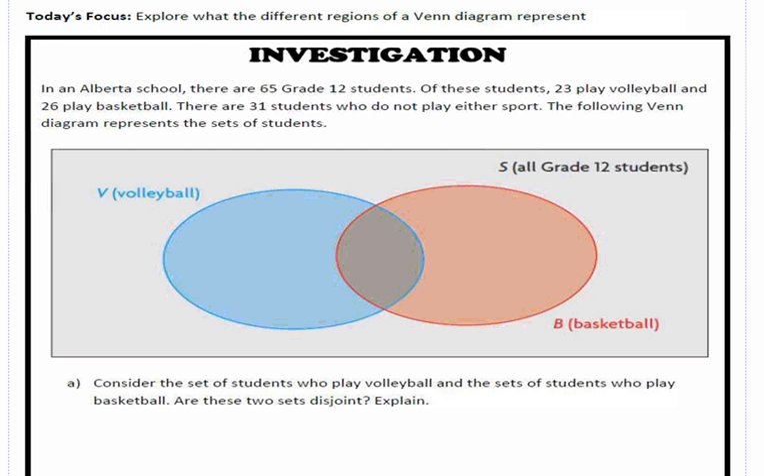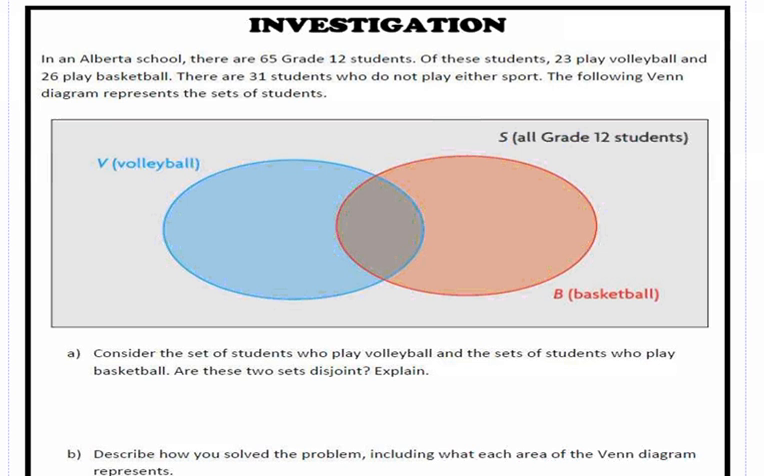So consider the set of students who play volleyball and the set of students who play basketball. Are these two sets disjoint? And how do we know whether they're disjoint or not? So look at your numbers.